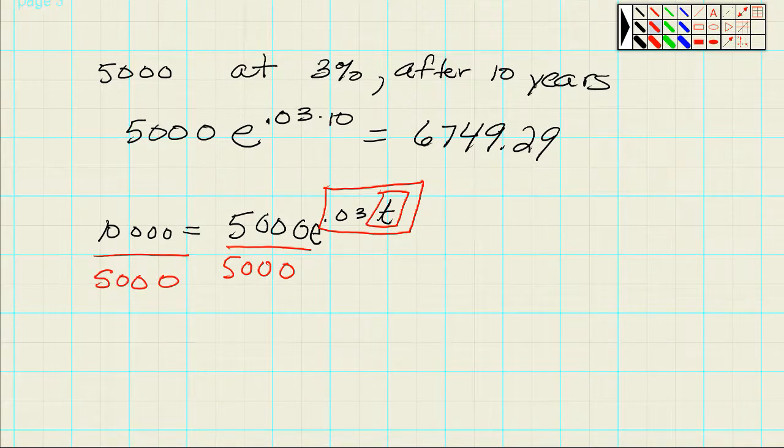I come up with the equation 2 is equal to e to the 0.03t. There it is, my t is still stuck up in the exponent. How am I going to get it down? Well, I need to somehow get rid of the e. I need to have some kind of function that will undo the e. Well, there is a function that undoes an e. It's called the natural log function. So what I will do to get rid of the e is take the natural log of both sides of the equation.